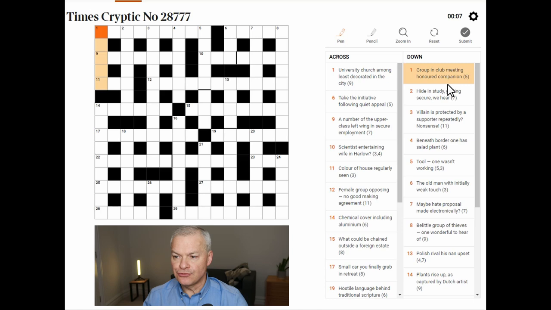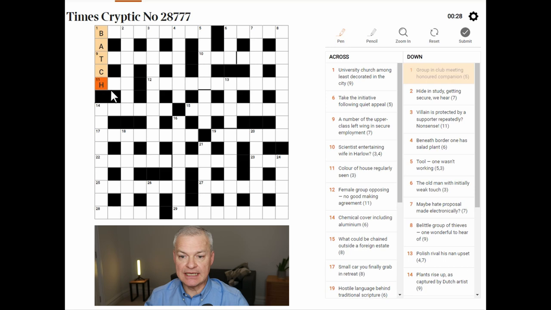Group in club meeting honoured companion. Honoured companion could be CH for companion of honour. Yeah, and it is. So, batch is group, club is bat, and honoured companion is CH.